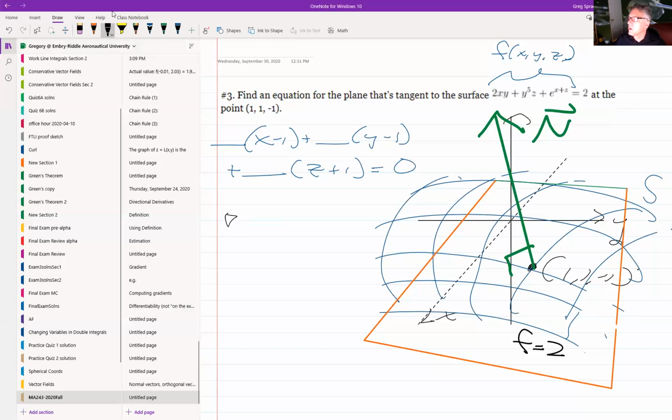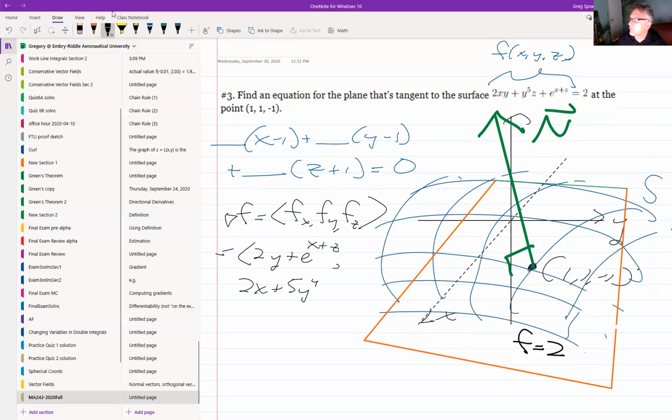Okay. And the gradient of f has components fx, fy, fz. That is 2y plus e to the x plus z, 2x plus 5y to the 4th z, y to the 5th plus e to the x plus z. So that's a gradient in general.